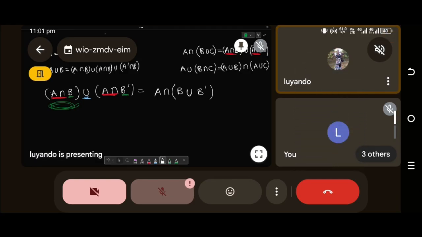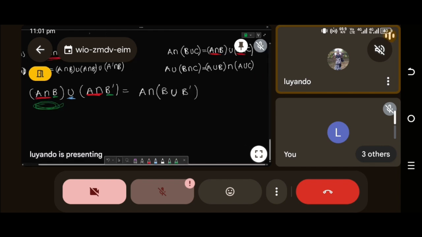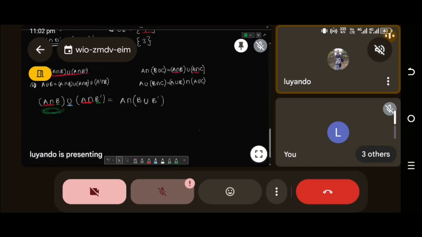Once you've simplified it like this, the other thing that you need to deal with now is B union B complement. What is B union B complement equal to? If you were to write a Venn diagram, I'm not saying that you should do this in your test paper. When you're asked to use distributive and associative properties, you are not required to write a Venn diagram. I'm just using this for illustration.